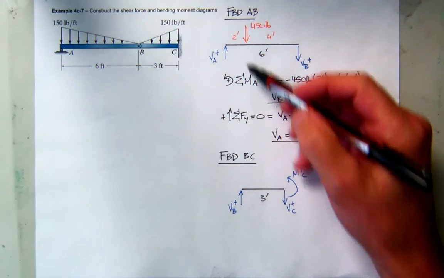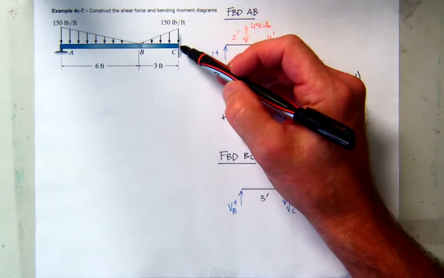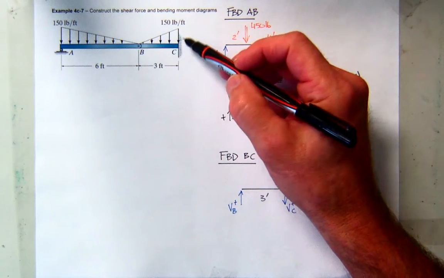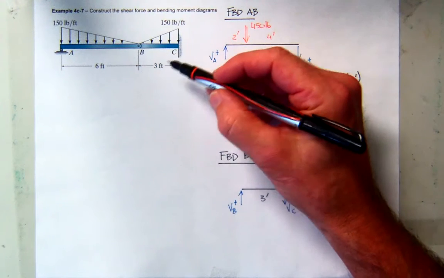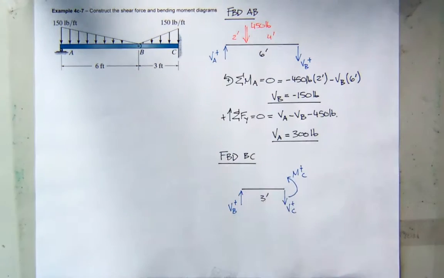Now, in this little segment, I have this triangular shape. So to find the concentrated equivalent force of that, I'll take that area. 1/2 base, 3 times height, 150. Is that 225?